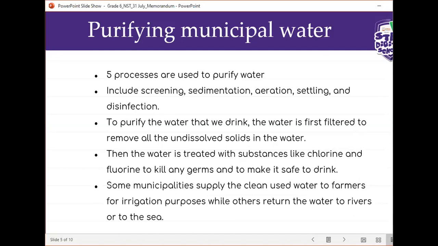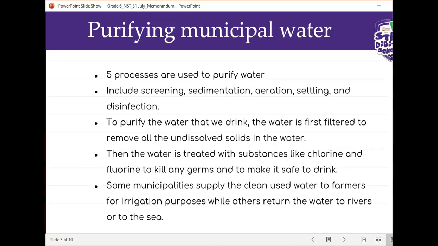Okay, so for question 9.2, the water that we use, it is clean and then it is provided to farmers for what? Irrigation purposes. So that is for watering your plants and maybe sometimes given to animals to drink. All right. While the rest of the water is returned back to the rivers or to the sea. Okay. So in as much as the water is recycled, it doesn't directly go to the cleaning plants or sewage plants and then return immediately back to our homes.